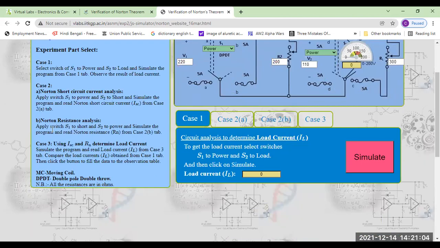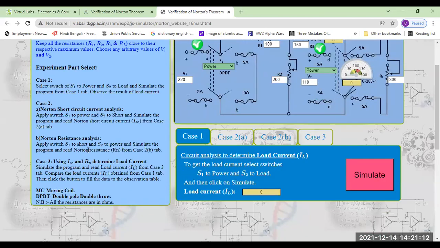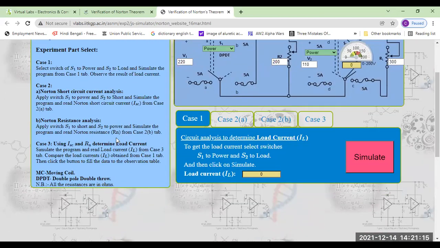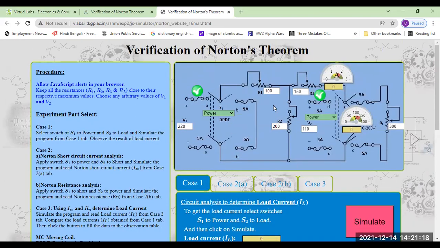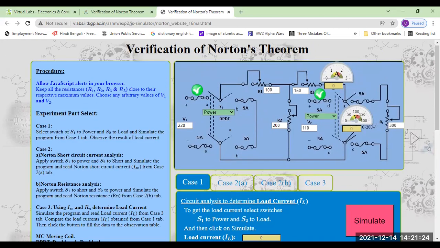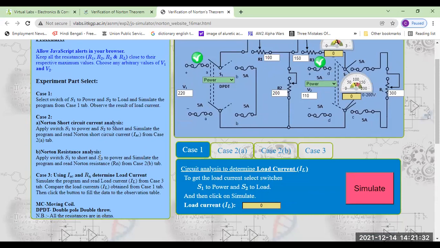Then Norton resistance analysis. Apply switch S1 to the short, because the voltage source should be shorted, and a current source should be opened. Just remember, if there is a voltage source, it is shorted with its internal resistance, but no internal resistance is there, so just short it. And if there is a current source, you have to open it. Then we can get the equivalent resistance. Apply S1 to the power and S2 to the short circuit, simulate the program, and read the Norton short circuit current ISC from S2.